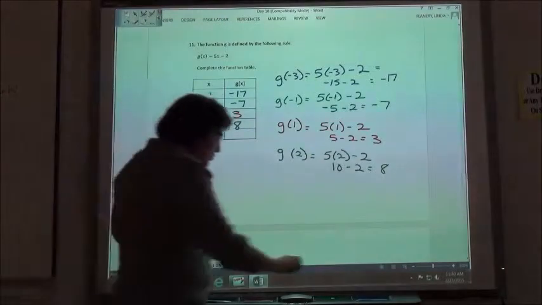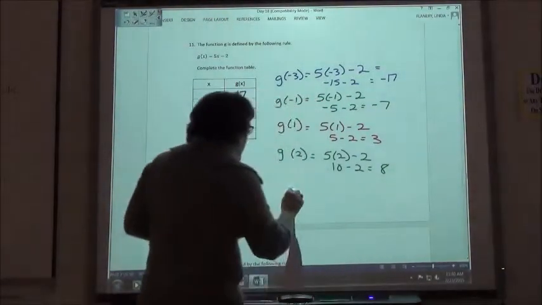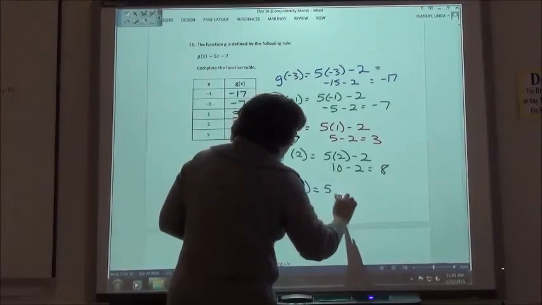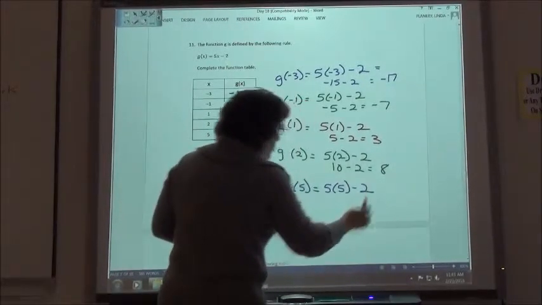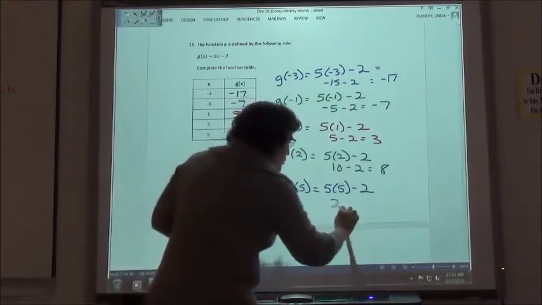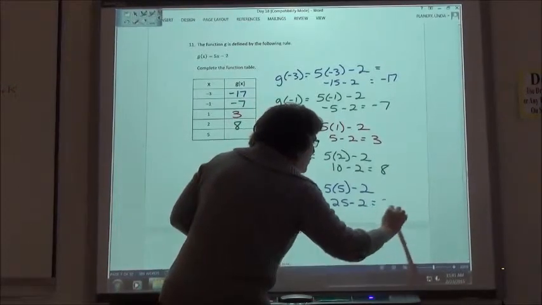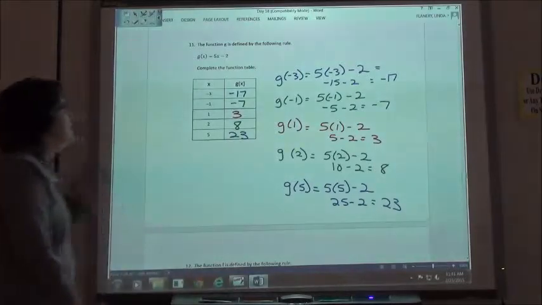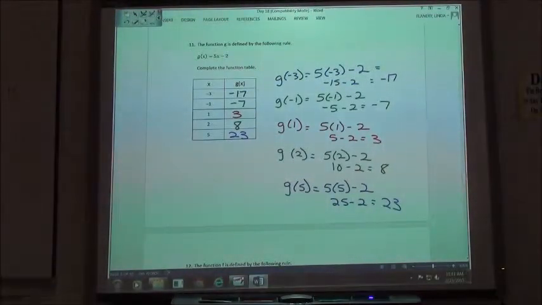And then I got one last one, tells me to use 5. G of 5 says 5 times 5 minus 2. So 5 times 5 is 25. 25 minus 2 is 23. So negative 17, negative 7, 3, 8, and 23.